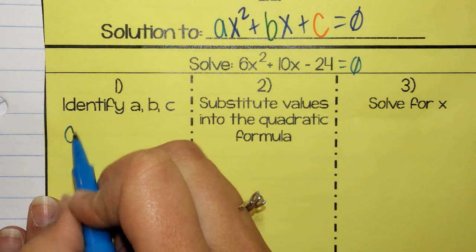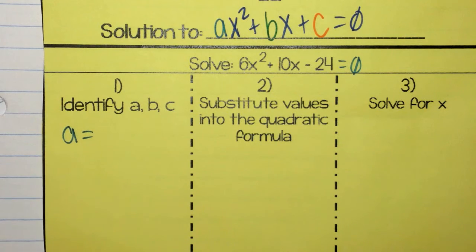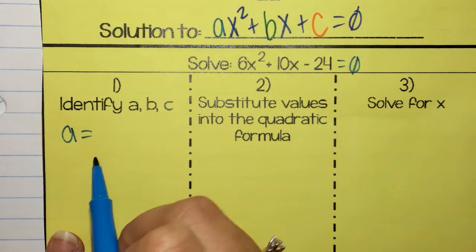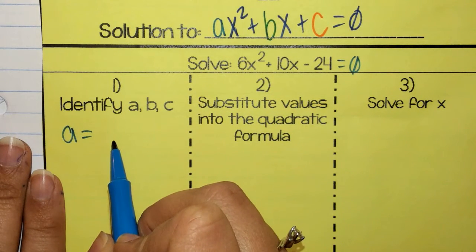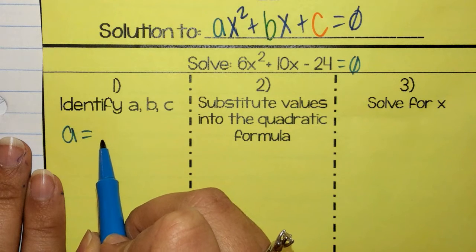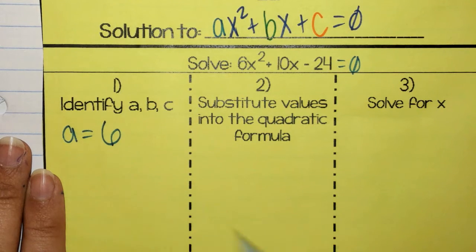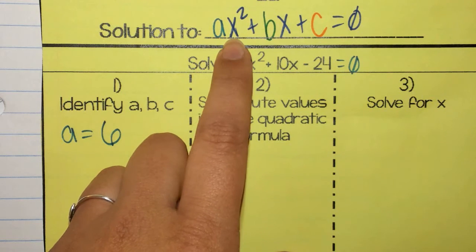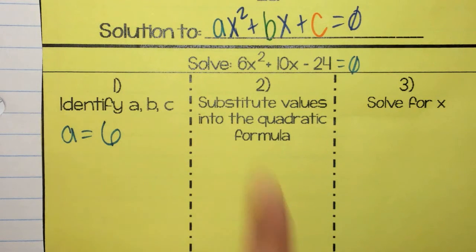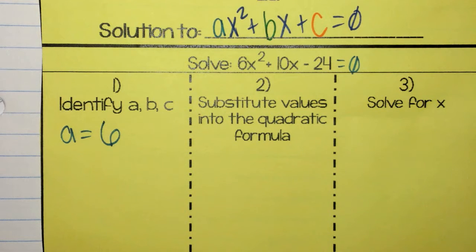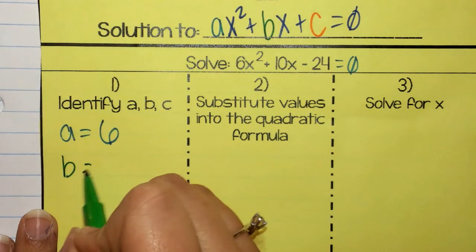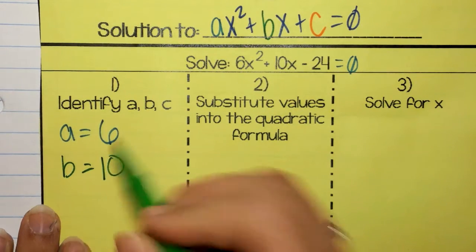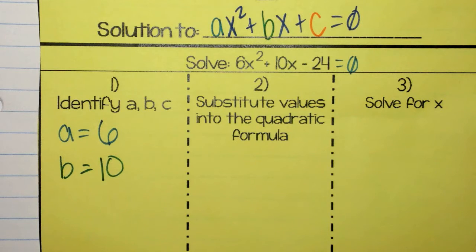Alright, so what does A equal in our first quadratic that we're doing? A is the number in front of x squared. You see how it says ax squared? It's the number in front of x squared. Okay, so the number in front of x squared is 6. What is our B? 10. And what is our C?